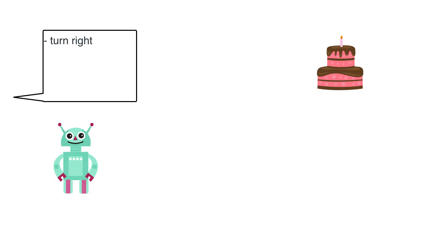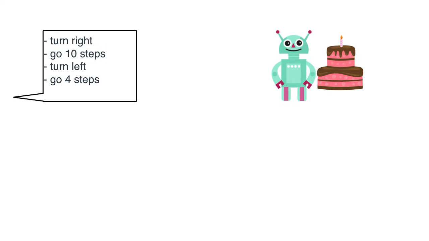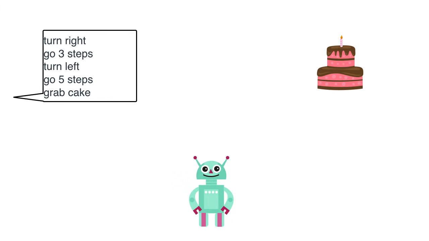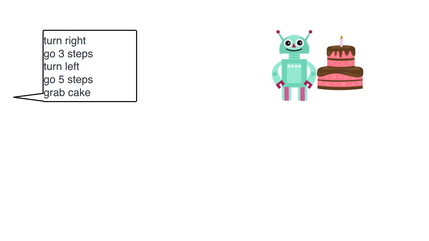Let's say we have the same problem, but now we want to solve it with a robot. For a robot, it's not that easy. We can't just say go get the cake, right? We have to give it a full set of instructions. First instruction, turn right, then go 10 steps, turn left, then go 4 steps, and then get the cake. That's an okay solution, but first of all, it's a little complicated, and second of all, it's not general. If the robot is in a different position, then we need a completely different set of instructions, right? Turn right, go 3 steps, turn left, go 5 steps, grab cake.